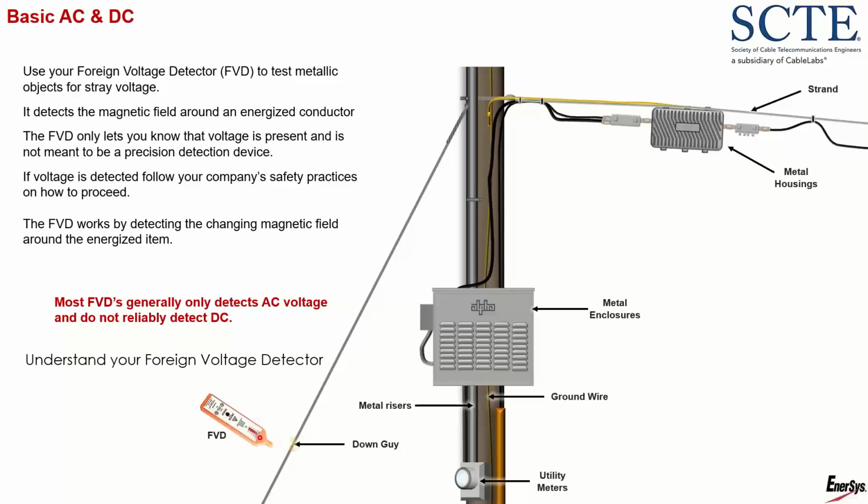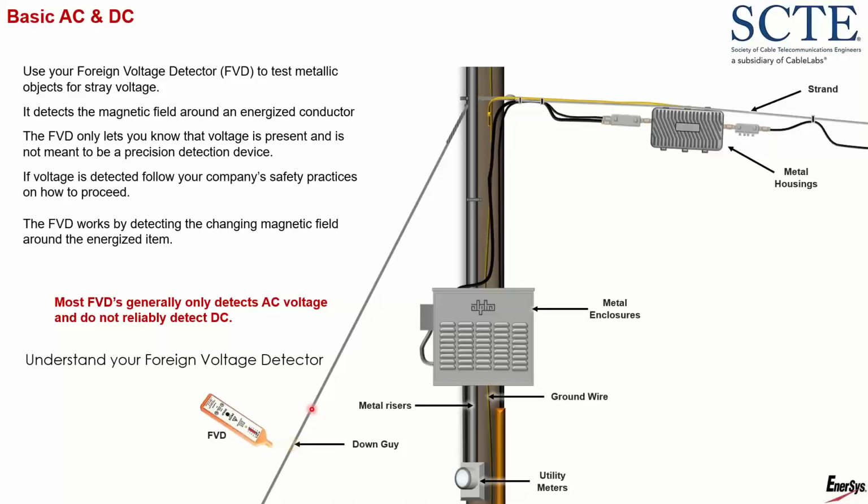So in this case, with my non-contact voltage detector, I don't even have to touch the down guy, just get close to it. It goes off because it's detecting the magnetic field that is engulfing the down guy, because it is energized. Shouldn't be, but it is.